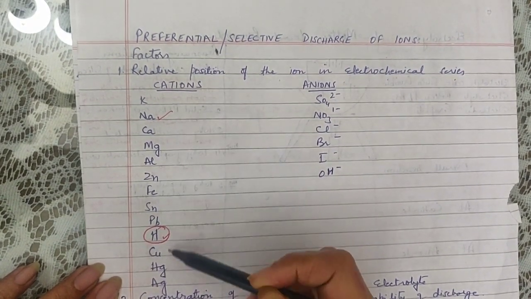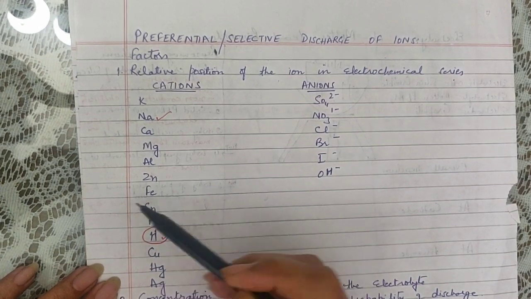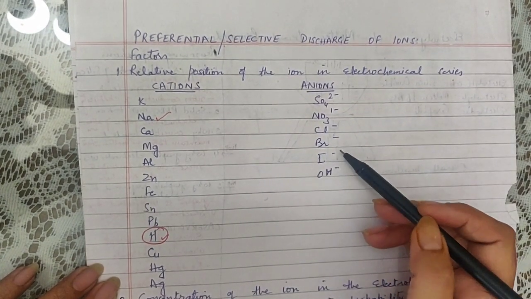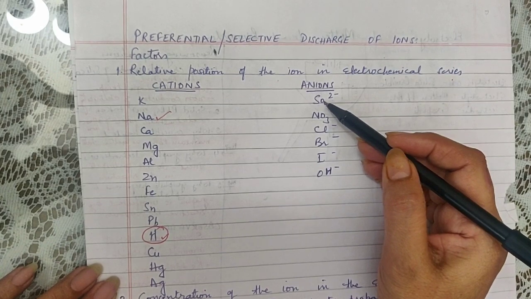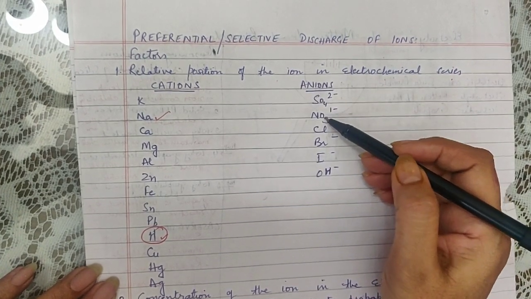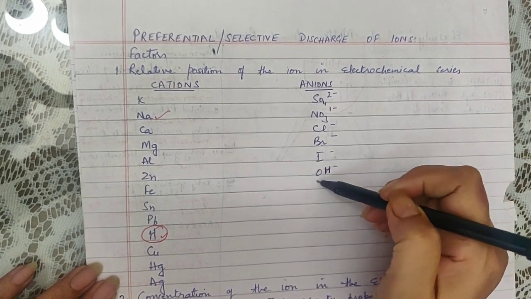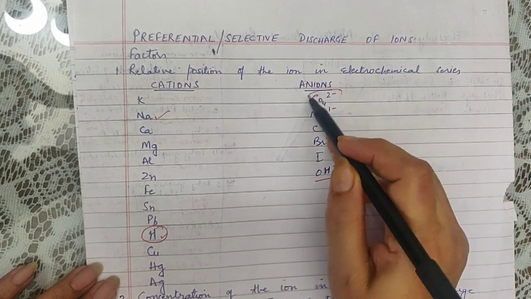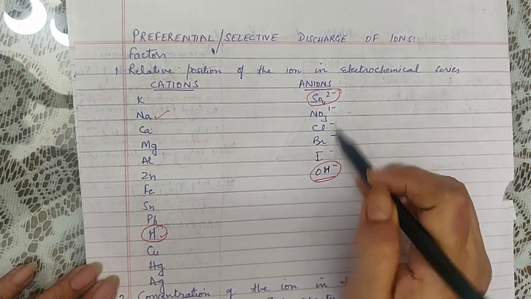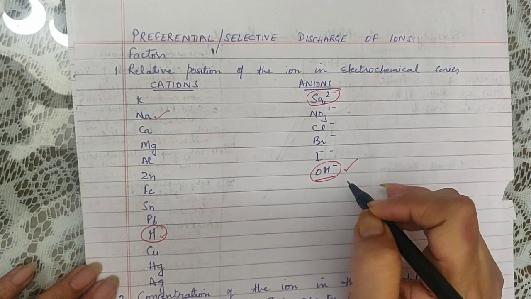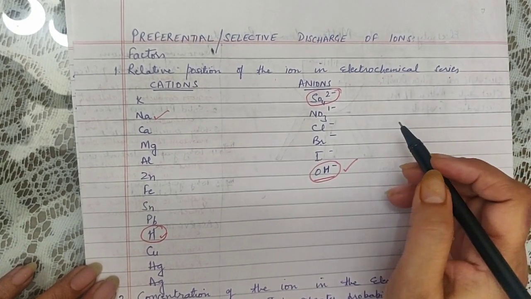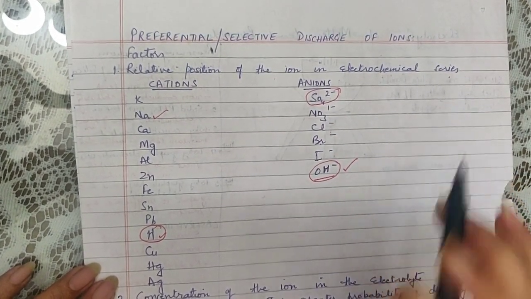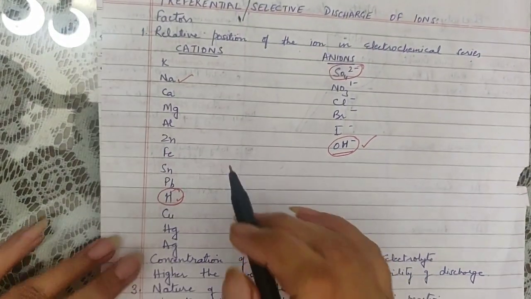This electrochemical series, I think everybody is aware of. Similarly, we also have an electrochemical series of anions. There, sulfate happens to be on the top, then nitrate, and then chloride, bromide, iodide, and hydroxy. So if we have a choice between, say, sulfate and hydroxy, out of the two, hydroxy has better chances of discharging on the anode rather than sulfate. I will just tell you the reason behind it.